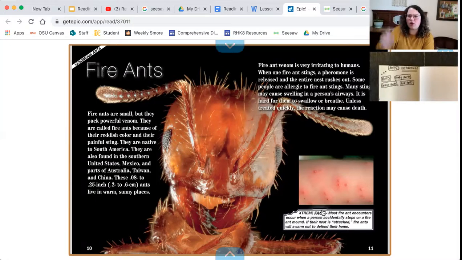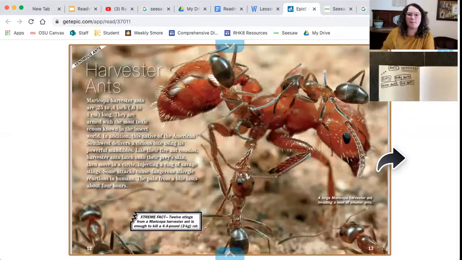And that gives me a wonder. I wonder if those are fire ant bites. Does anyone else think that that might be what the picture's about? That makes me want to go back and read that page. And that tells me that whenever I come back and read the book in detail, I'm going to make sure to read that picture because I have a wonder about it. Harvester ants.